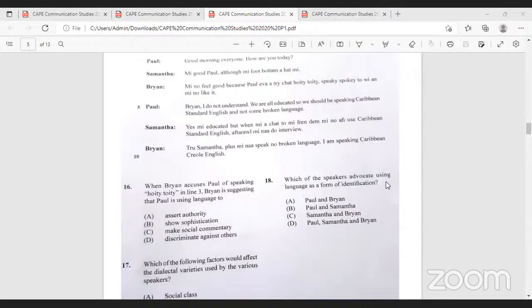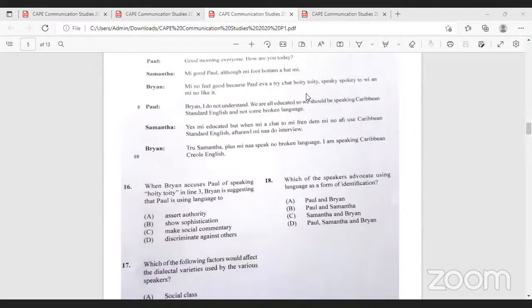Well, let's go over that again. 18, which of the speakers advocate using language as a form of identification? Brian clearly is part of that because he's saying not speaking a broken language, he's speaking Caribbean Creole. Paul says, okay, we're all educated, so we should be speaking Caribbean standard English, not some broken language. So it's really Paul and Brian.